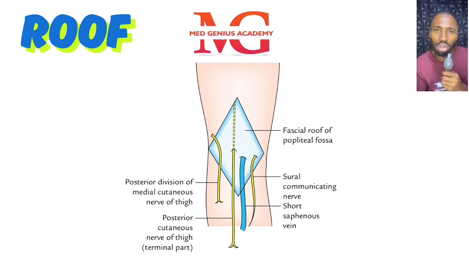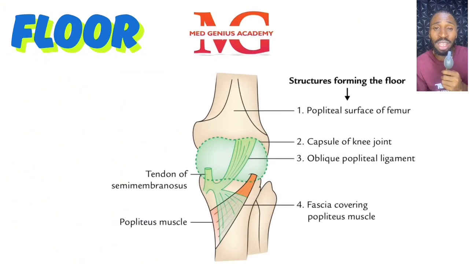The roof is the posterior surface, and the floor, or the anterior surface, is related to the popliteal surface of the femur, the capsule of the knee joint, the oblique popliteal ligament, and last but not least, the popliteal fascia covering the popliteus muscle. Very easy, very simple. So when you know all these boundaries, it is very easy to articulate what the boundaries of the Popliteal Fossa are.